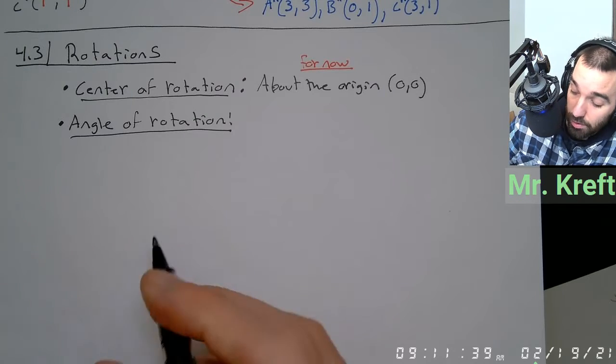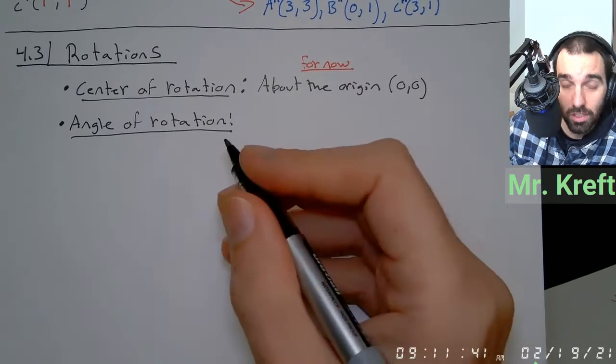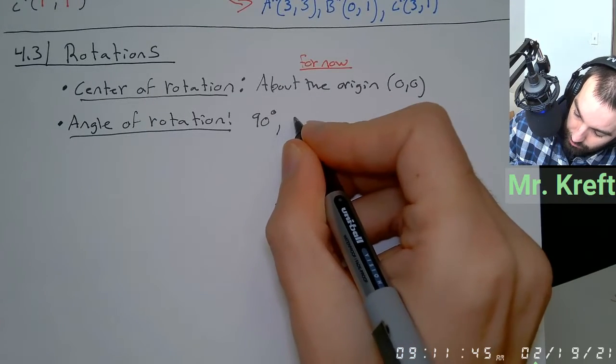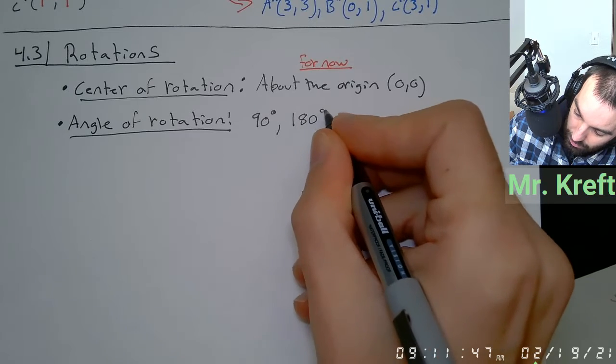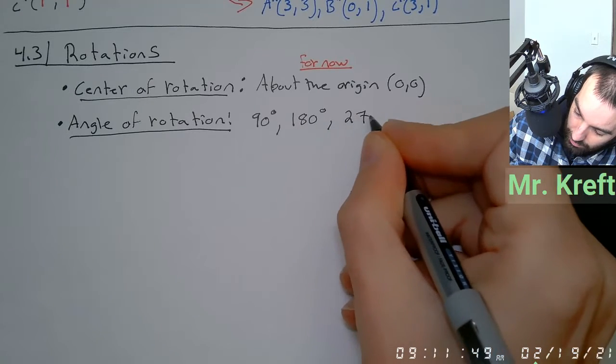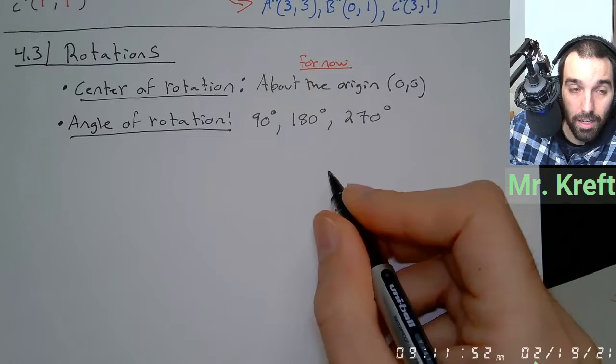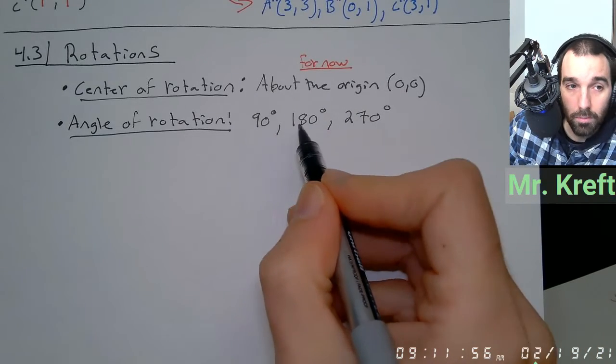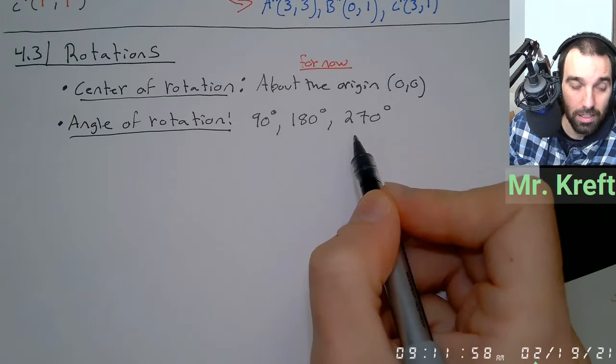Like how many degrees did I rotate my head? Now for us, to keep things simple, we're only going to focus on 3 different types of rotation. We're going to do 90 degrees, 180 degrees, and 270 degrees. Okay, and these are all multiples of 90s. So this is 1 90, 2 90s, and 3 90s.